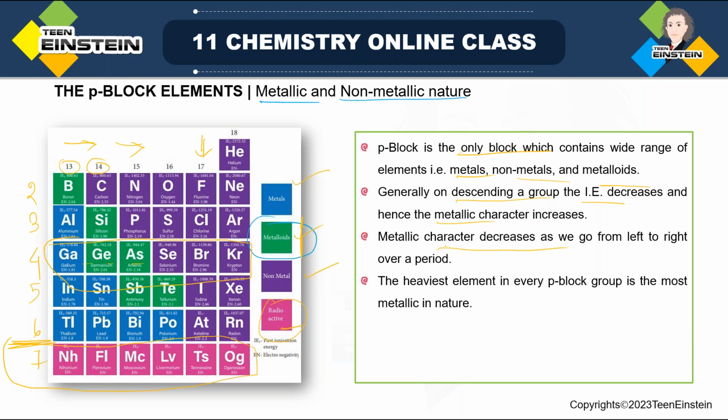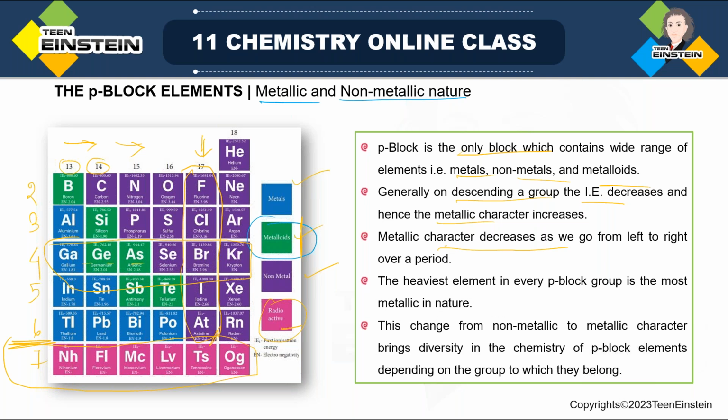all are non-metals. But still, suppose we have a question: though all are non-metals, what is the minimum metallic character you can expect? It is only from the last one, which is astatine. Okay, so though all are non-metals, you can say that fluorine is more non-metallic than Cl, and Cl is more non-metallic than Br. So that is the order.